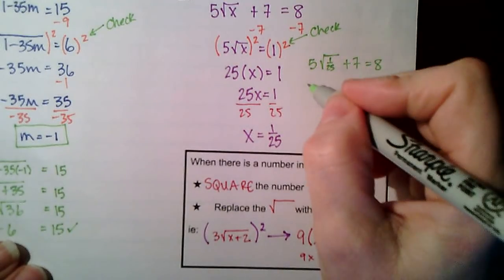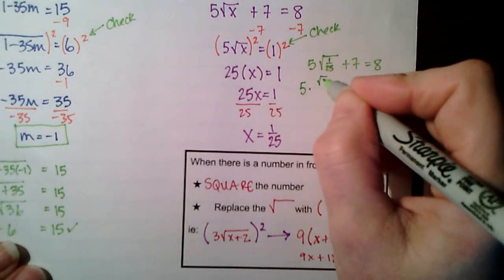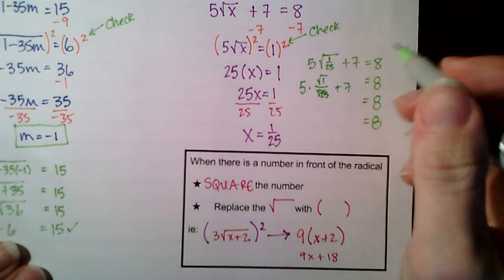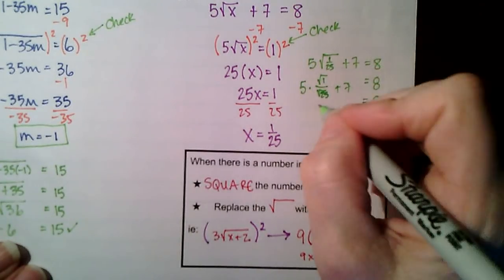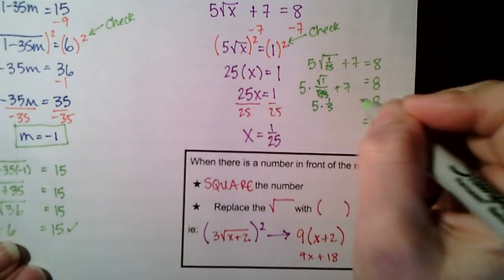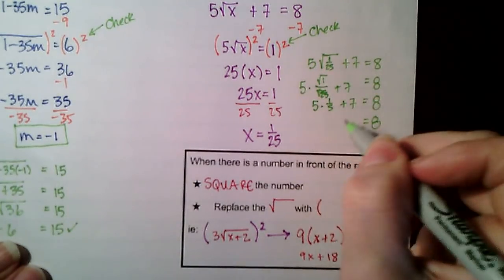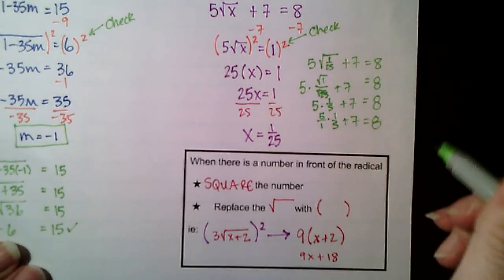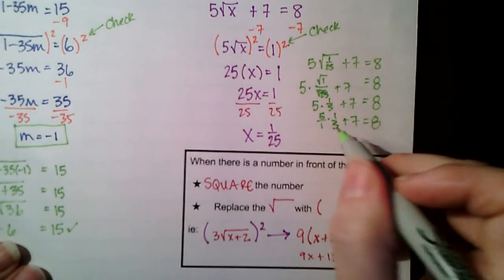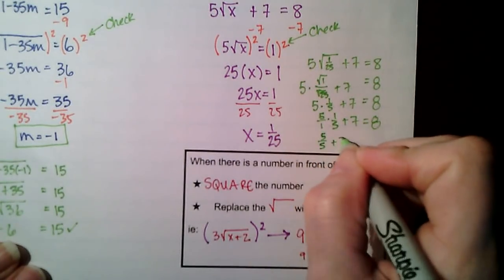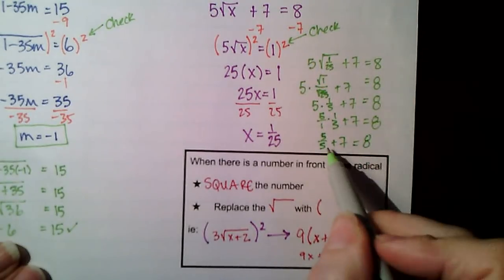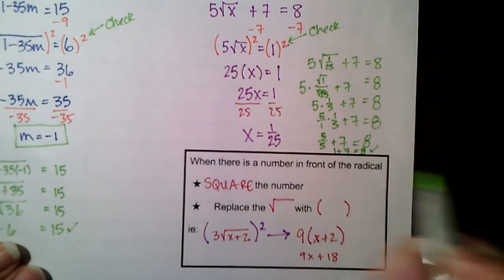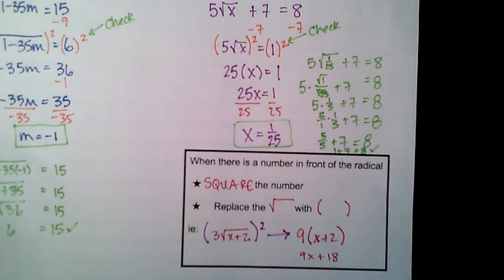So remember, when we see the square root of a fraction, we can think of it like 2 separate square roots. And I know the square root of 1 is 1, and the square root of 25 is 5. So now I have 5 times 1/5 plus 7. 5 times 1/5 is the same thing as 5 over 1 times 1 over 5. We multiply straight across with a fraction. So that is 5 over 5 plus 7. And since 5 over 5 is 1, that's 1 plus 7 equals 8, which is true. So x equals 1 over 25 is a valid solution.